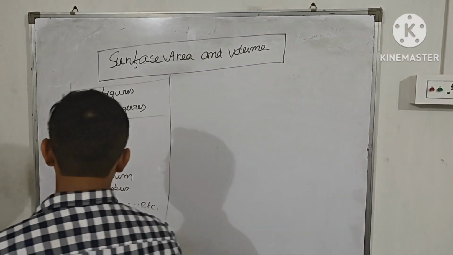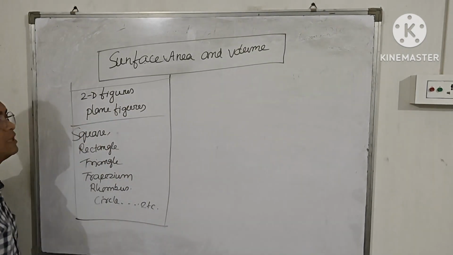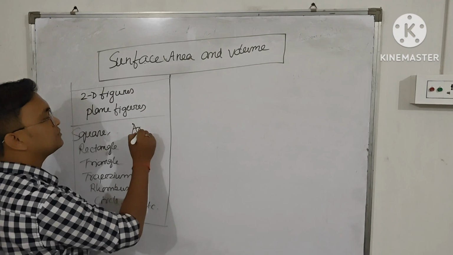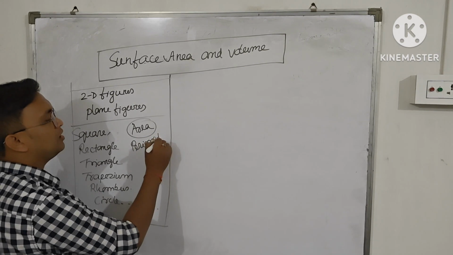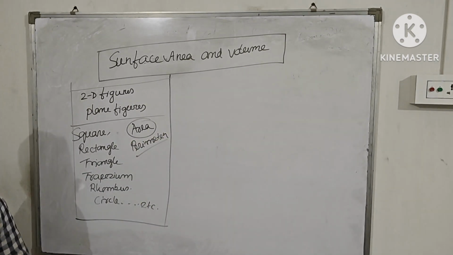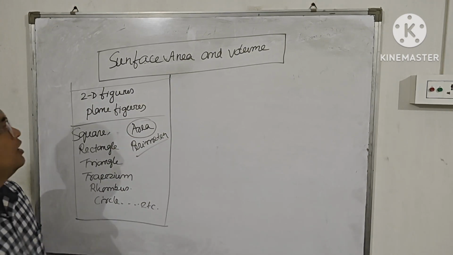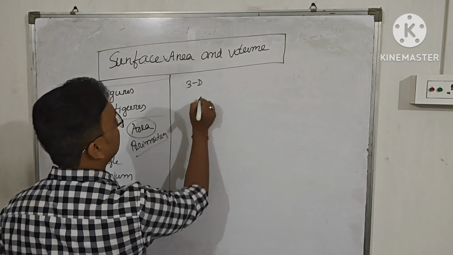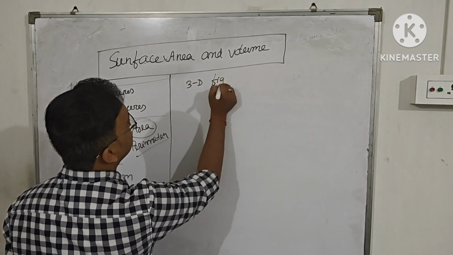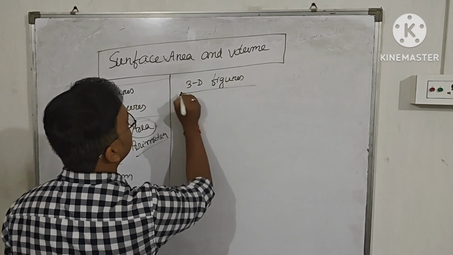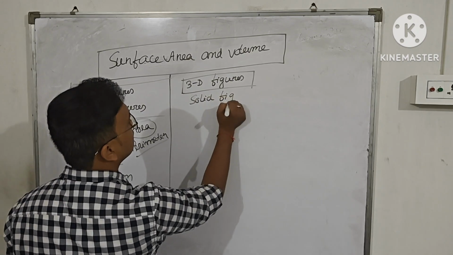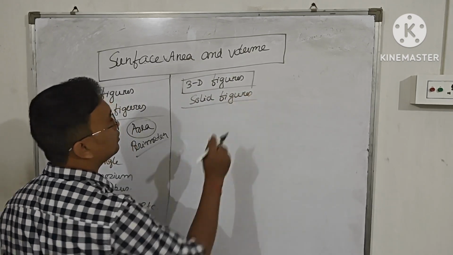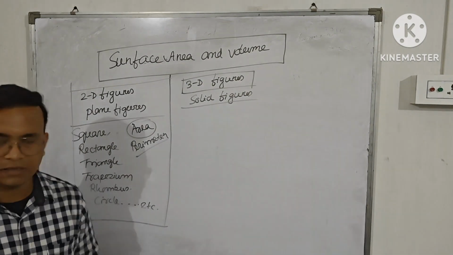And this figure only has two measurements. One is area, the space occupied by the figure, and second one is perimeter, the length of the boundary. I hope all of you know about perimeter and area. You have learned in class 6, 7, 8, right? And especially in this chapter we are going to learn about 3D figures. There is another name for 3D figures, that is solid figures. So basically we are going to learn about 5 types of solid figures.